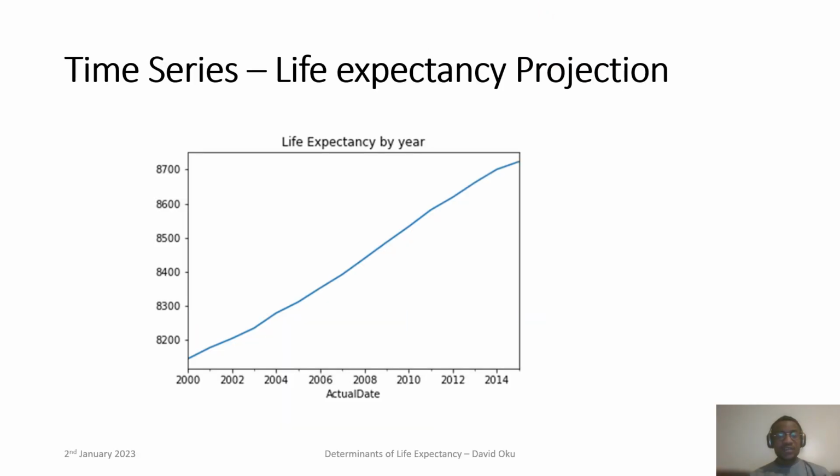So the time series indicates that life expectancy will tend to increase as we project into the future. People will tend to live longer, definitely due to enhanced technology and also the development of cures for various diseases.